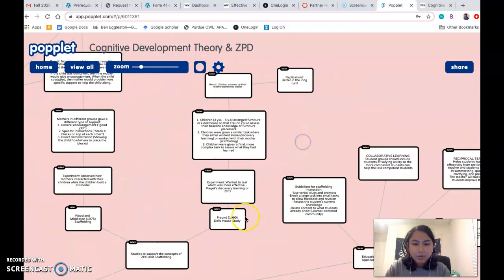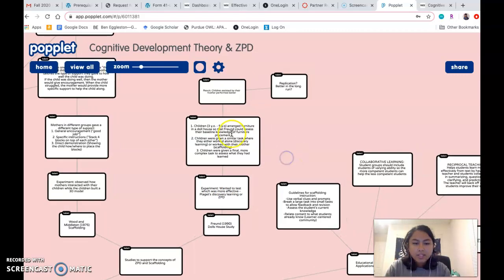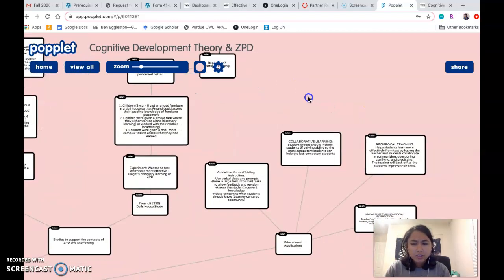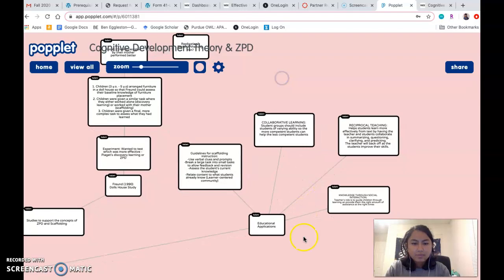A second study is Freund with the dollhouse study. She wanted to test which was more effective, Piaget's discovery learning or ZPD. She assessed children's initial performance at a furniture arranging task. She placed them into two groups, either where they learned alone or they learned with the assistance of their mom. And then they were given a final assessment that was more complex. The result is that children who were assisted by their mother performed better. However, I have a few questions about that. For example, did they do better in the long run or just better in that moment of time?